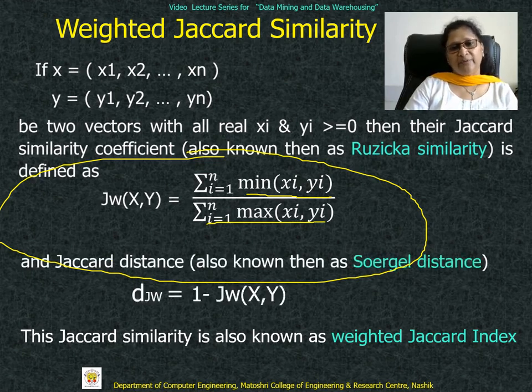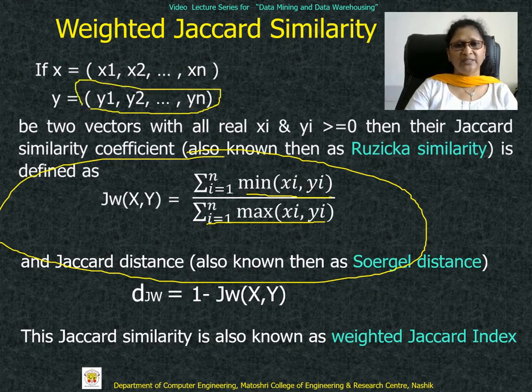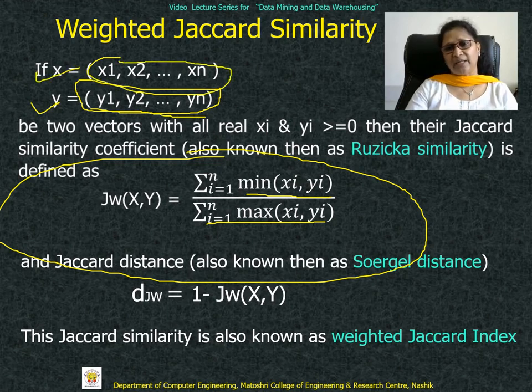And we compute the distance again similar to the earlier one. 1 minus similarity will give you the distance between the two vectors. These are the feature vectors. These are listing all attribute values for object y, and these are all attribute values for object x. And the weighted similarity index is computed with this.